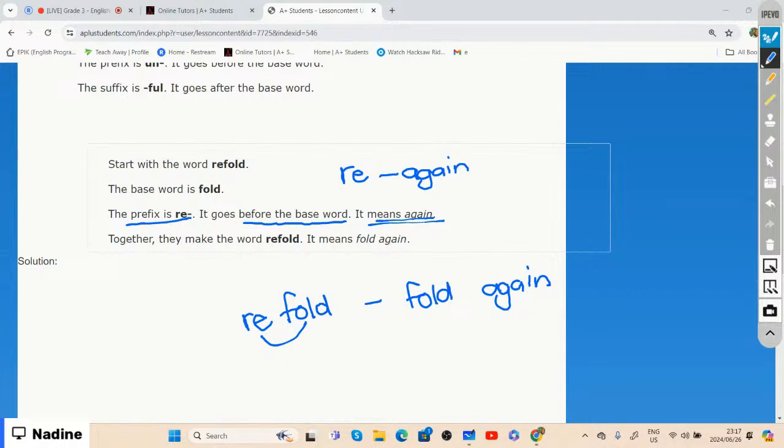If you're going to reuse something, it means that you're going to use it again. Beautiful. If you're going to repaint your drawing, repaint the house, or repaint something, then it means that you're going to paint something again. What are other words that we can use where we can use the prefix re?